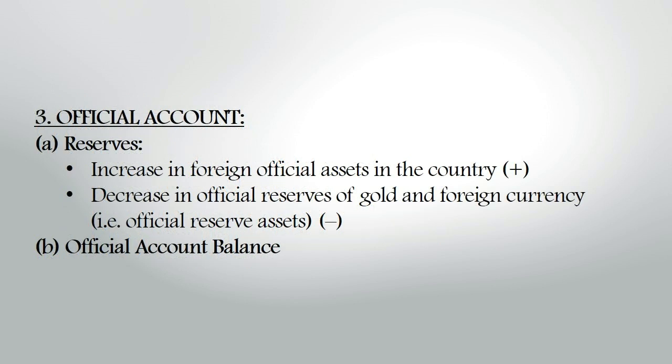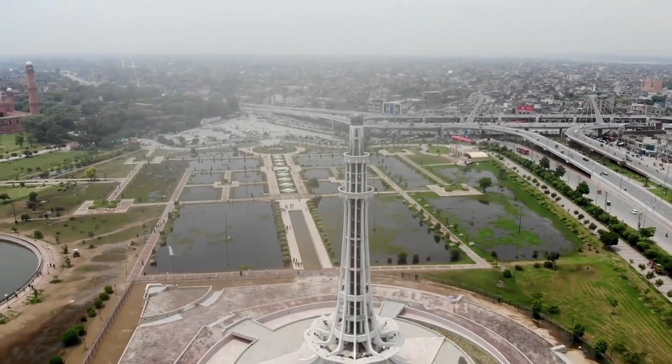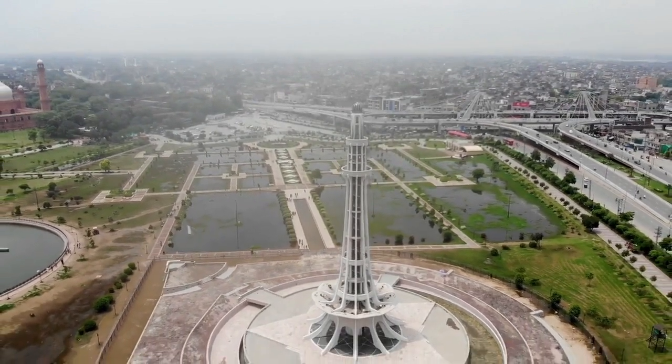3. Official account. A. Reserves. Increase in foreign official assets in the country, added. Decrease in official reserves of gold and foreign currency, that is, official reserve assets, deducted. B. Official account balance. Pakistan's balance of payment for the last 3 years is as follows.